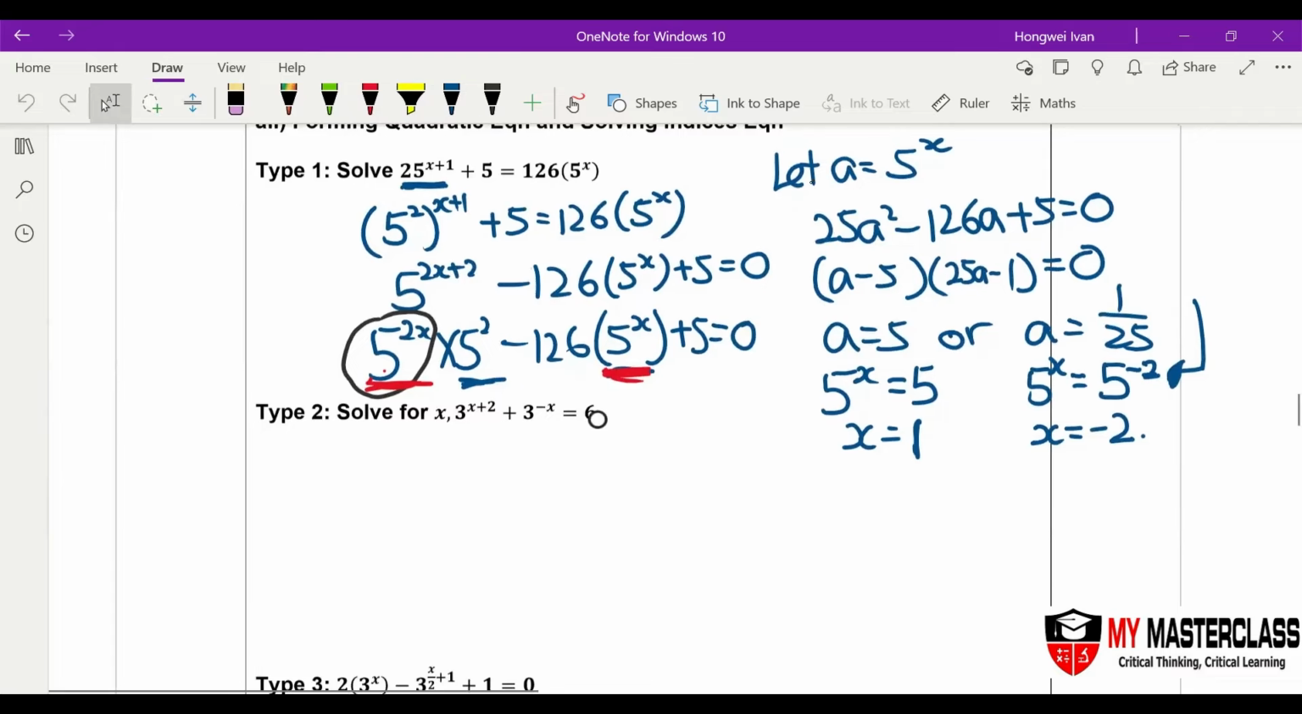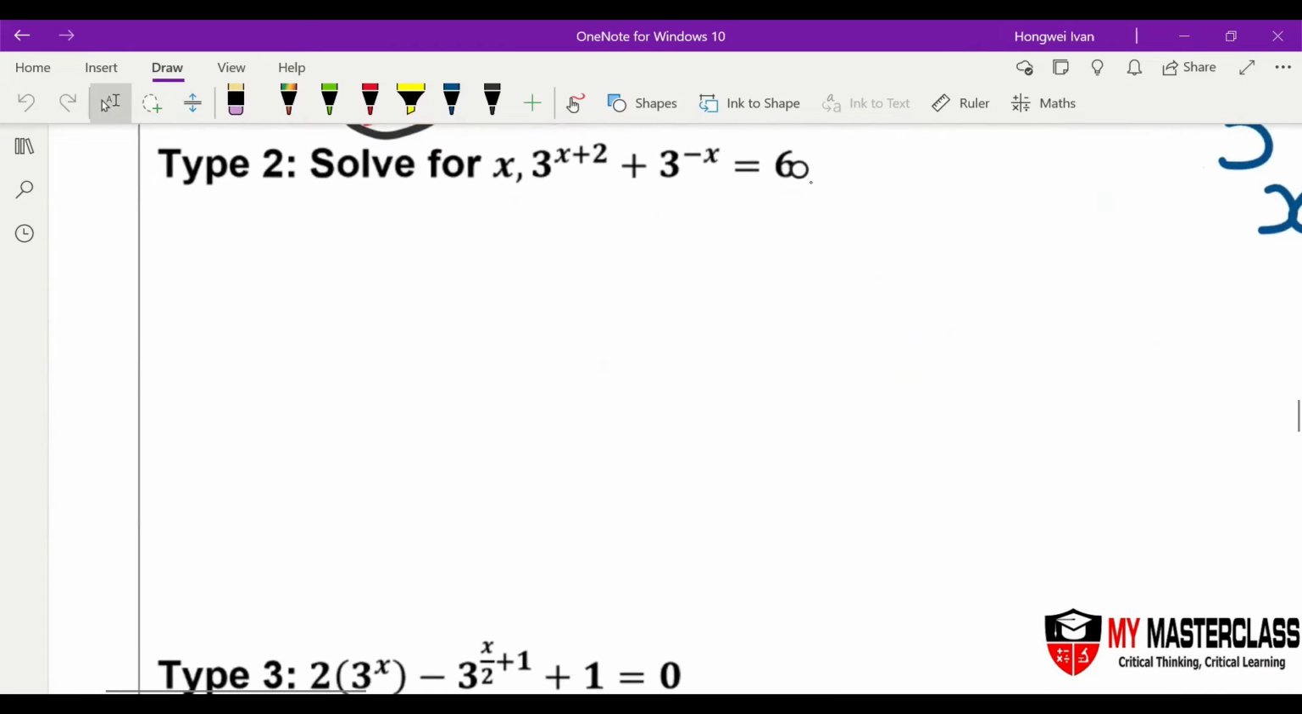Okay. Next. 3 to the power x plus 2. So when you see 3 to the power x plus 2, immediately split. Raiden, 3 to the power x plus 2, what do you think of? Multiply by 3 to the power 2. Multiply by 9 also can. Okay, but the hard one is 3 to the power negative x.